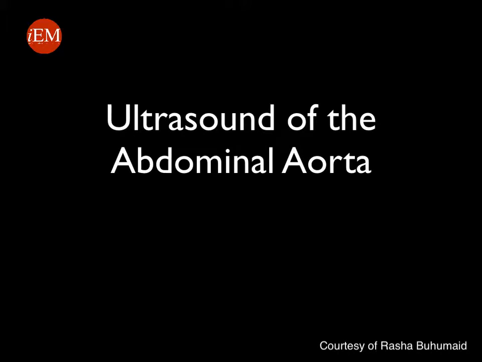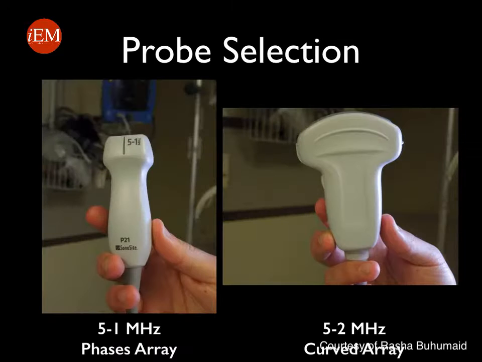In this tutorial, we will discuss the use of point-of-care ultrasound to evaluate for abdominal aortic aneurysm. The probe that you will use to perform this study is either the curve probe or the cardiac probe, if that's the only probe that is available.